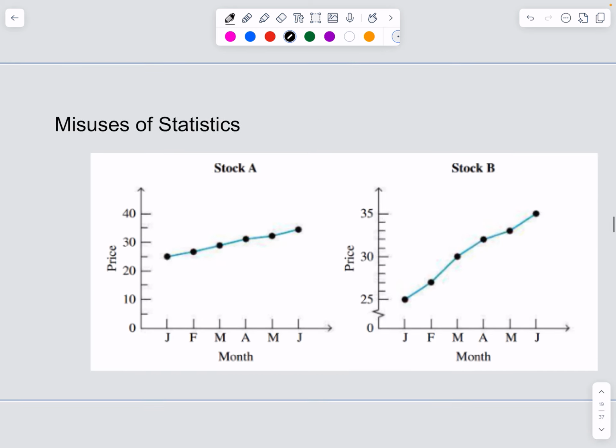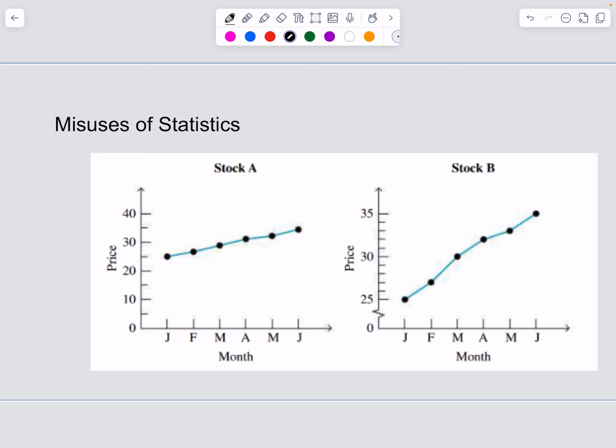Here's some more. This is a visual. Just take a look at stock A, stock B. You can see that it's over 6 months. We can see the price is on our vertical. Our natural instinct is to say, wow, stock B is doing so much greater than stock A. Look at that growth. But in reality, these are representing the same information.